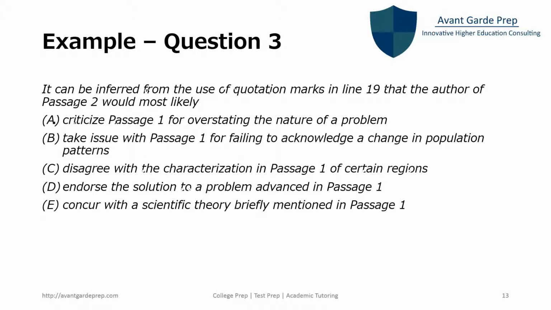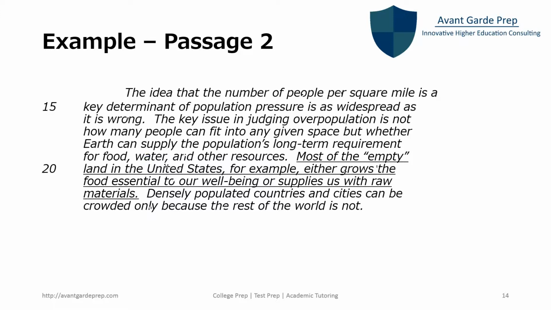Okay, our next question. It can be inferred from the use of quotation marks in line 19 that the author of passage 2 would most likely. Let's look at that in the passage. Most of the empty land in the United States, for example, either grows the food essential to our well-being or supplies us with raw materials. So what is the author doing by using the quotation marks around empty?